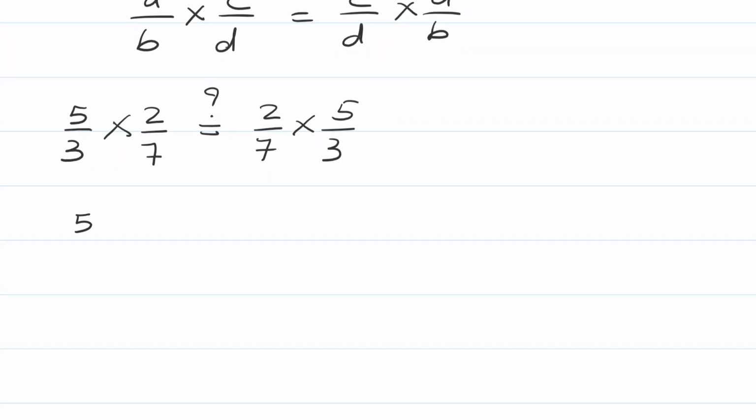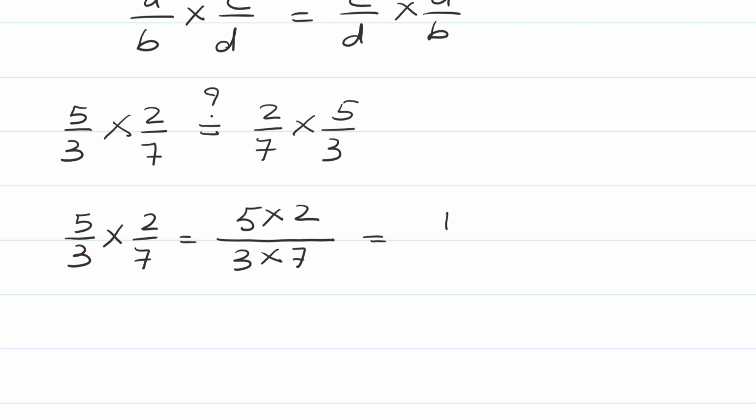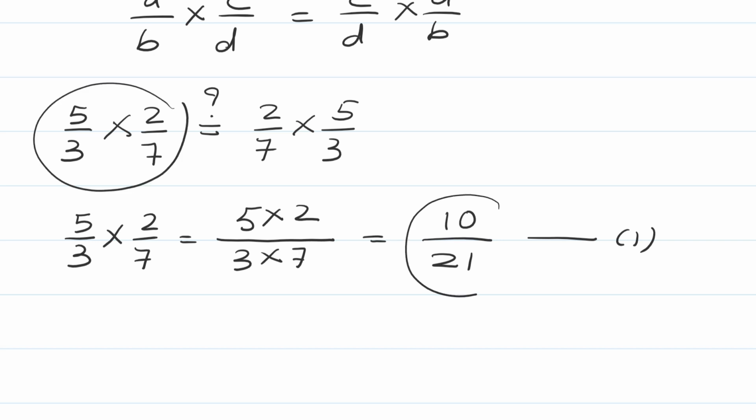Now consider left hand side. 5 by 3 into 2 by 7 is equivalent to, there is no factor in common to numerator and denominator. So directly multiply, product of numerators is 10, 5 into 2, and product of denominators 3 into 7. So value is 10 by 21, number 1. So value of LHS is 10 upon 21.